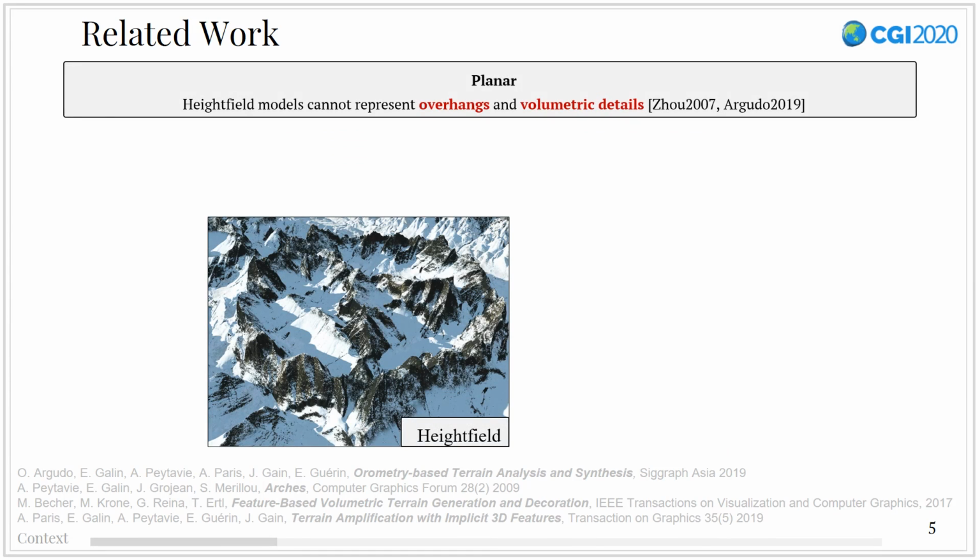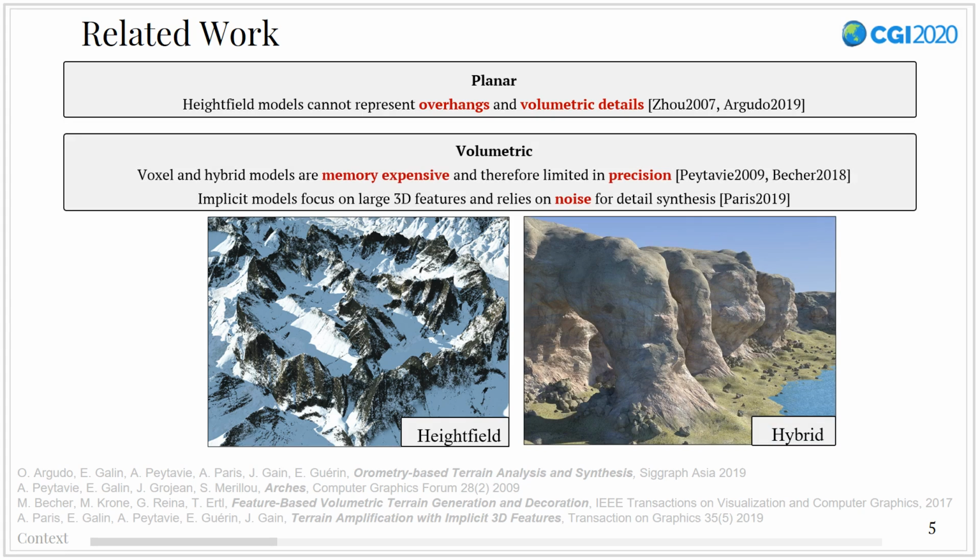The first research area related to our work is terrain modeling. Height fields are the most common representation both in industry and research. However, this model prevents the creation of volumetric features such as arches and overhangs. Voxel models are generally memory expensive and therefore limited in precision, which forbids the creation of multi-scale terrains.